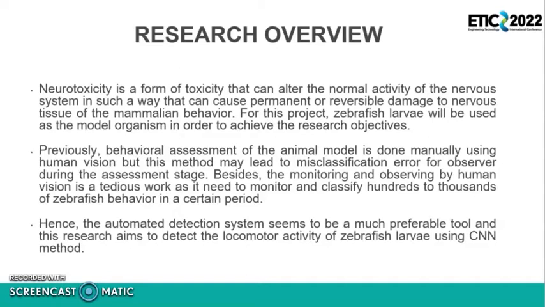Previously, the behavioral assessment of the animal model is done manually using human vision, but this method may lead to misclassification error for the observer during the assessment stage. Besides, the monitoring and observing by human vision is tedious work and it needs to monitor and classify hundreds to thousands of zebrafish behavior in a certain period given. Hence, the automated detection system seems to be a much preferable tool, and this research aims to detect the locomotor activity of zebrafish larvae using the CNN method.